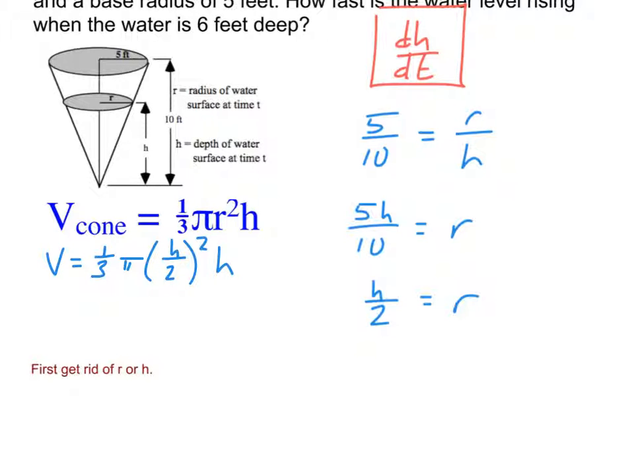So I'm going to go ahead and square h over 2. Remember, that just means square the top, square the bottom. And so if I do that, I'll end up with 1/3 pi times h squared over 4 times h.